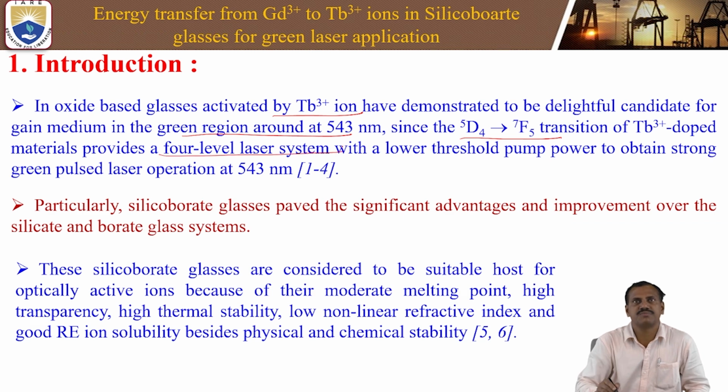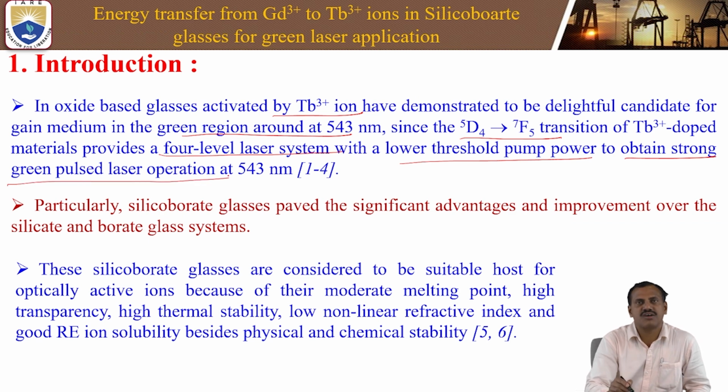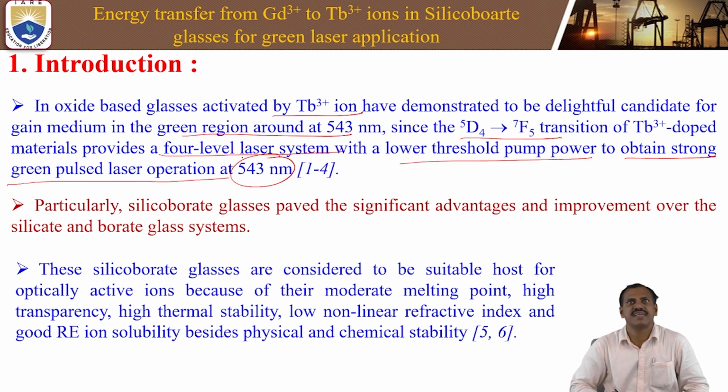Terbium 3+ ions exhibit a 4-level laser system with a lower threshold pump power to obtain strong green pulsed laser operation at 543 nanometers. This is one of the important applications of terbium 3+ doped silicoborate, because it has a 4-level laser system with a lower threshold pump power to obtain strong green emission, particularly at a wavelength of 543 nanometers. This is useful for green laser applications, and you can use terbium 3+ doped silicoborate glasses.